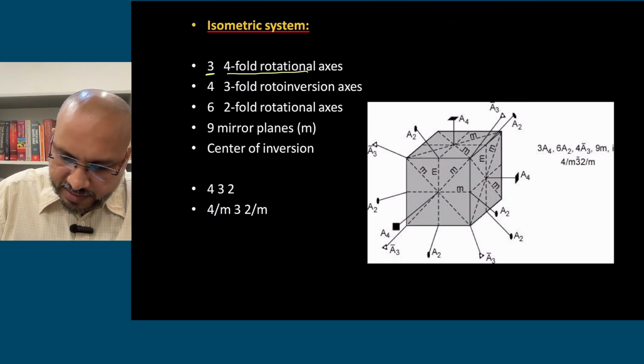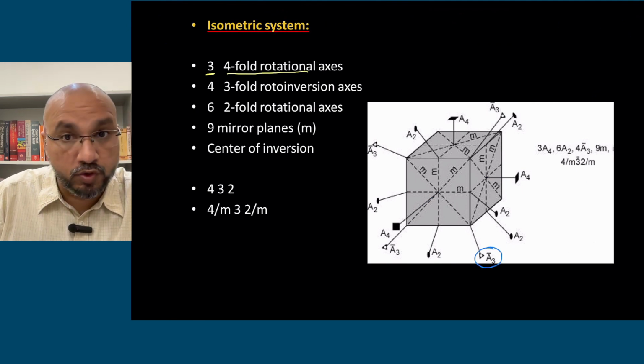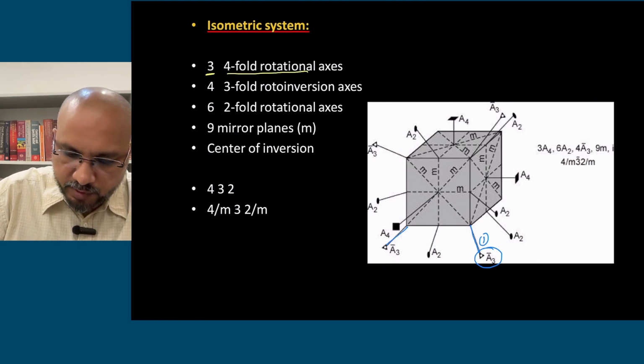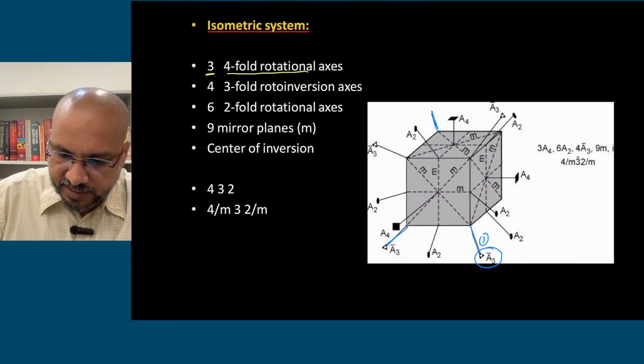So three-fold rotation axes are passing through the corners. So you have three-fold roto inversion, 3 bar roto inversion axis. So it is passing through: one is passing through this corner, the second one is passing from bottom corner to top corner, and here also from this bottom corner to this top corner.